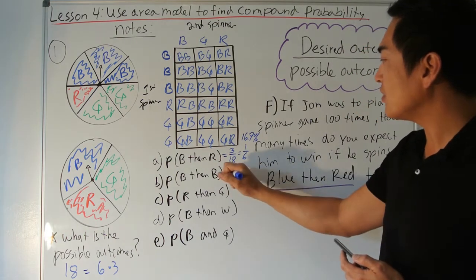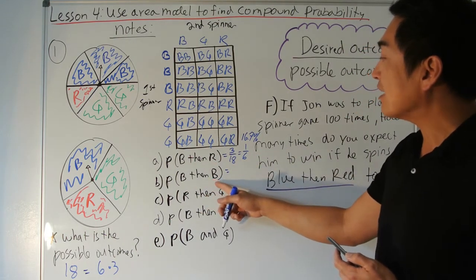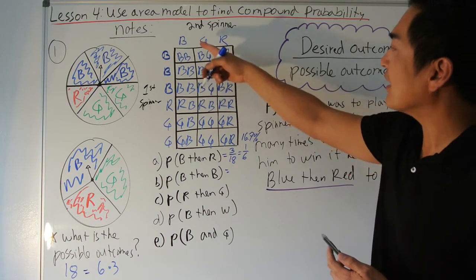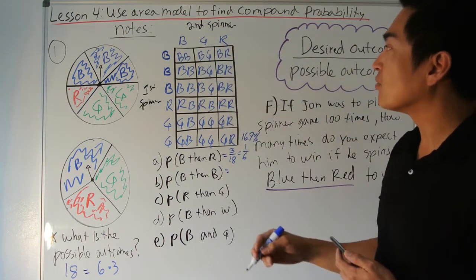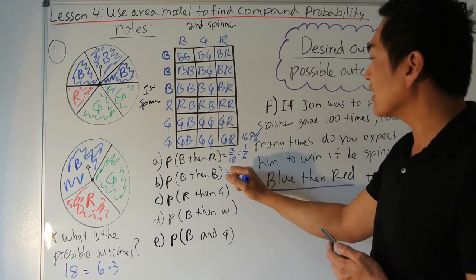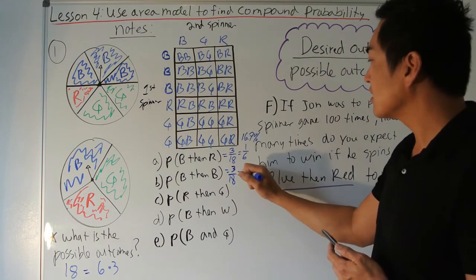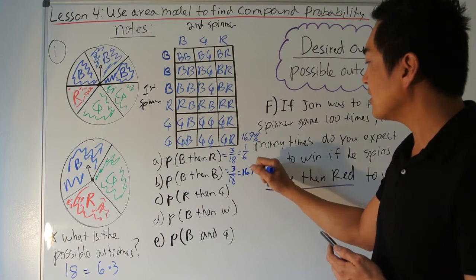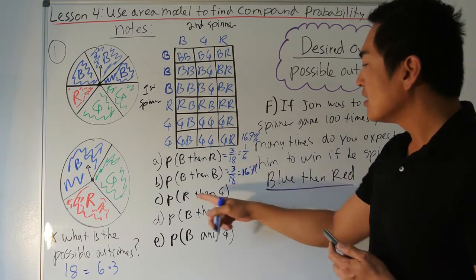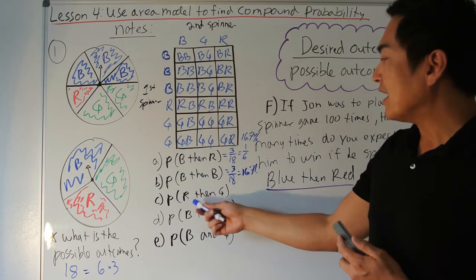Alright, same thing for this one. Blue, then blue. So I want 2 blues, and that's the same thing right there. Blue and blue, so I'm going to get 3 over 18. I'm just going to write down the percent since I know it's already 1/6: 16.7%. Alright. What's the probability of getting red, then green?